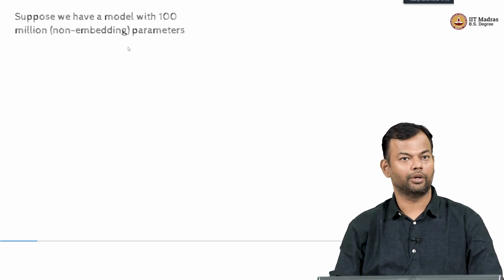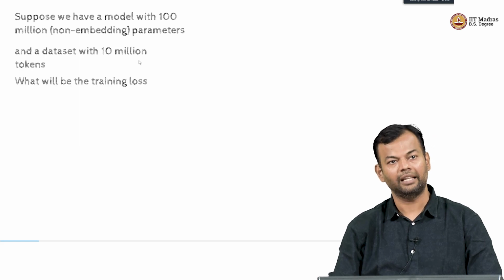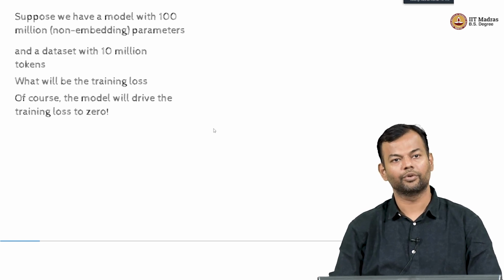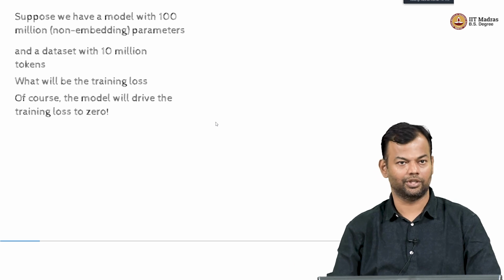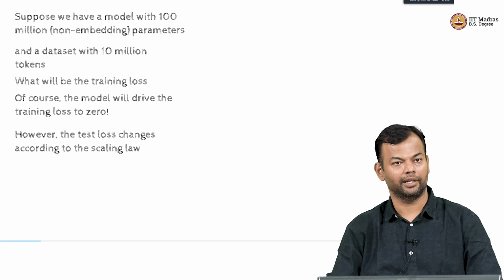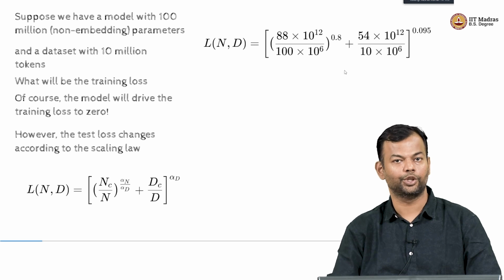Now suppose we have a model with 100 million parameters and a data set with 10 million tokens. What will be the training loss? With 100 million parameters and only 10 million tokens, of course the model will drive the training loss to 0, right? You could overfit on the training data, but then what would the test loss be? The test loss would depend on the scaling law, which we saw on the previous slide and repeated here. So you can just substitute those values.